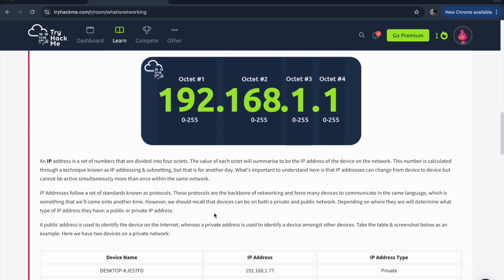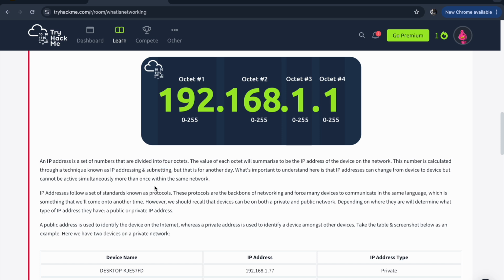An IP address is a set of numbers that are divided into four octets. The value of each octet will sum up to be the IP address of the device on the network. This number is calculated through a technique known as IP addressing and subnetting. Also, you can find your subnet in your phone settings if you go to your Wi-Fi, then click more information or the I symbol, and you should be able to see that. But that is for another day.